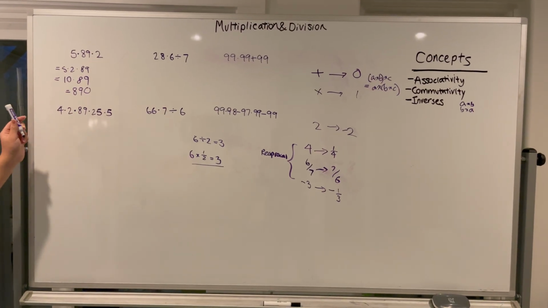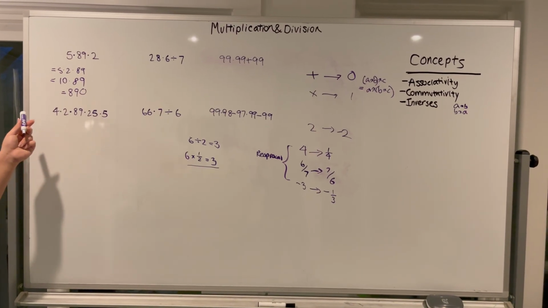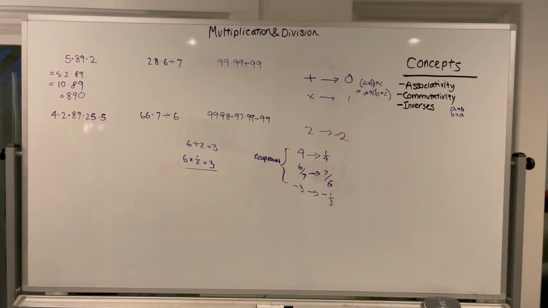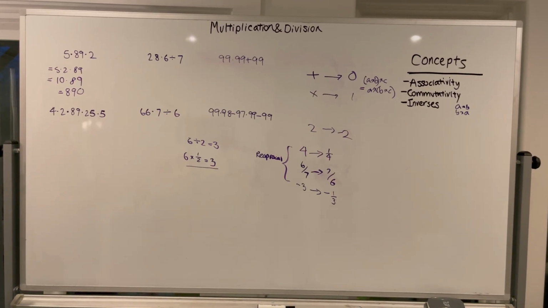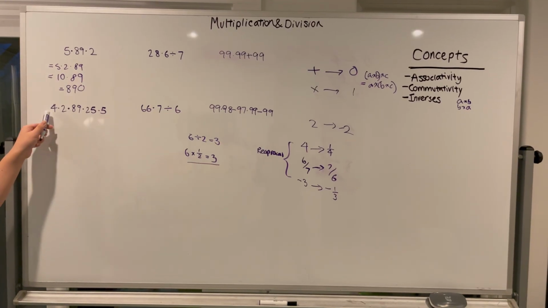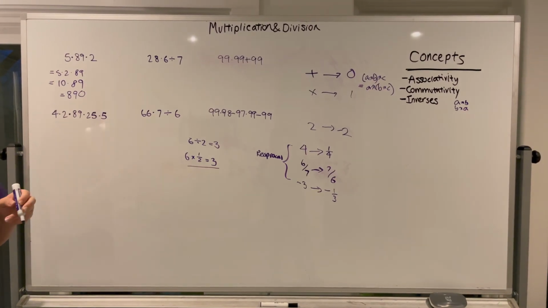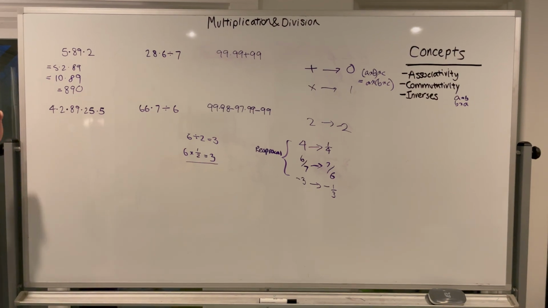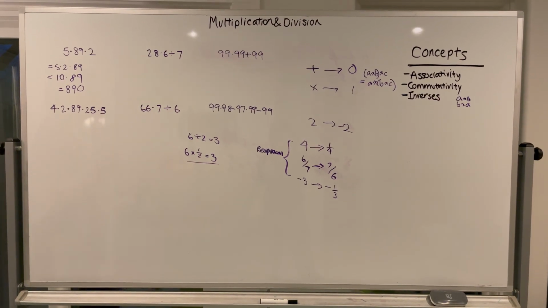It's going to be a similar idea with this problem, just a little bit more complicated. So you can take a little bit to figure it out if you'd like. Pause the video. Alright, so this question, similar idea. We see 4, 2, 25, and 5. That's a dead giveaway that we should be regrouping our numbers to multiply easier.